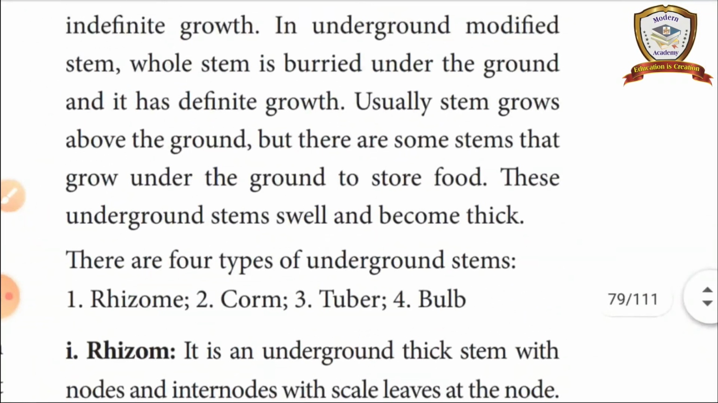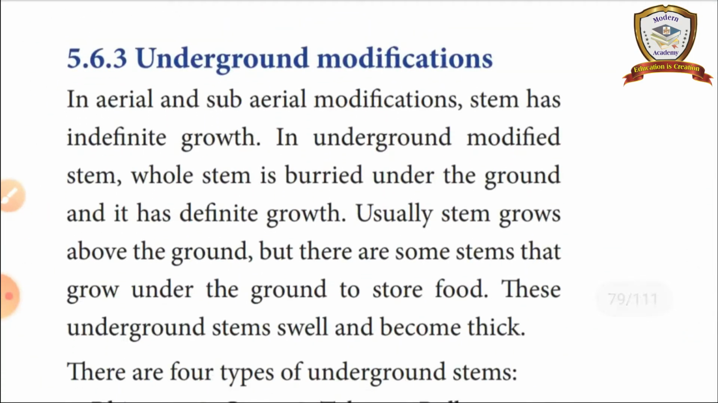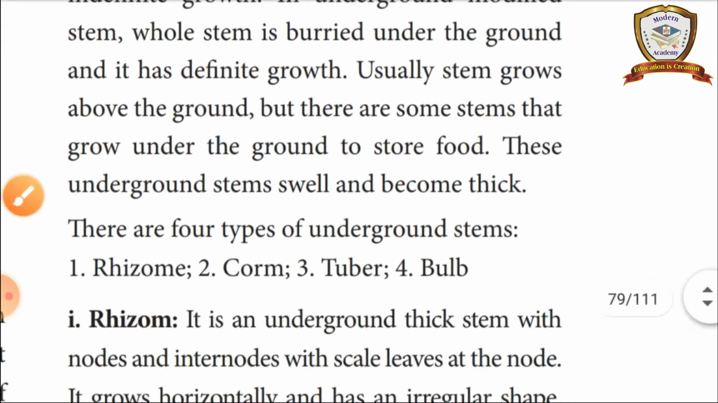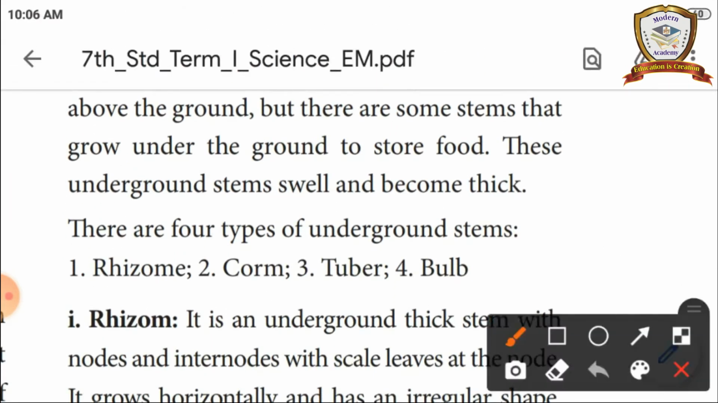And next one, underground modification. Underground means the plant part is completely underground. In aerial and subaerial modifications, the stem has indefinite growth. In underground modified stem, the whole stem is buried under the ground and it has definite growth. Usually the stem grows above the ground, but there are some stems that grow under the ground to store food. These underground stems swell and become thick. There are 4 types of underground stem: rhizome, corm, tuber, and bulb.